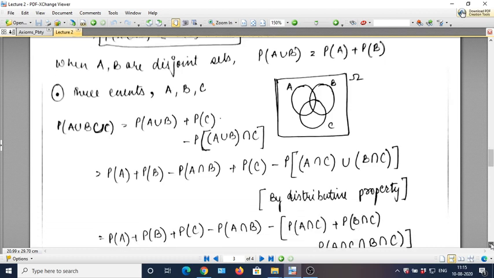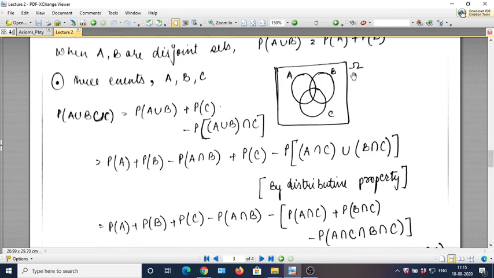Then let's consider three events A, B, C, which can in general be like this one. Then we can arrive at a law which will enable us to find the probability of A union B union C, which will allow us to generalize it to the union of more sets. So let's take A union B to be one set. You may call it D if you want. So now P of this set A union B union C can be written as P of A union B plus P of C minus P of A union B intersection C.